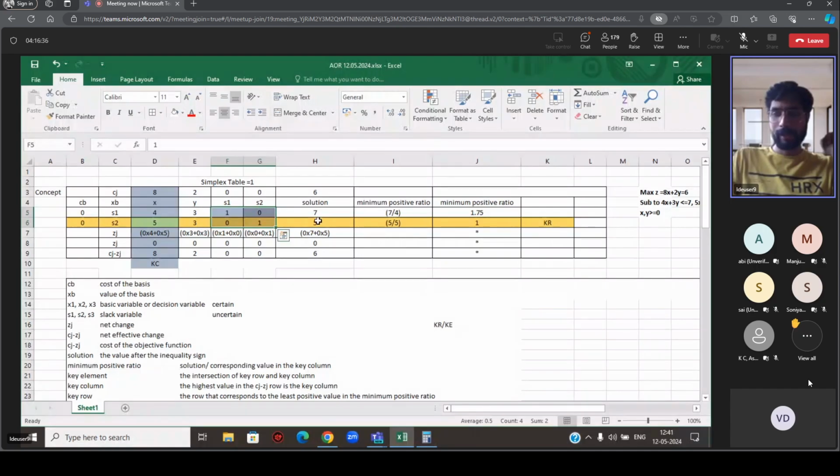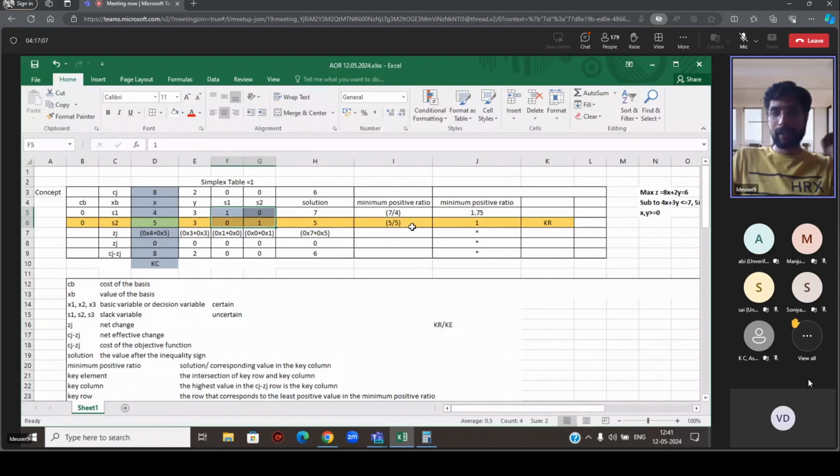So for that, what you have to do, find out the minimum positive ratio. So how do you find out the minimum positive ratio? Solution divided by corresponding value in the key column. So what is the solution? 7. What is the corresponding value? 4. 7 by 4. What is the solution? 5. What is the corresponding value in the key column? 5. So 5 by 5. So 1.75 and 1, which are both positive, the minimum is 1. So that will be my key row.